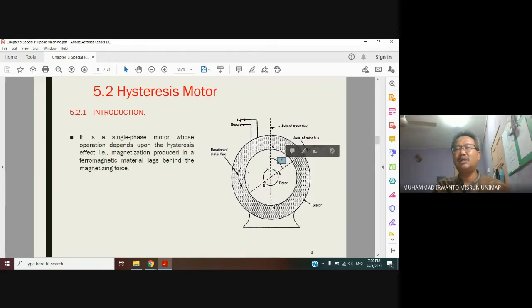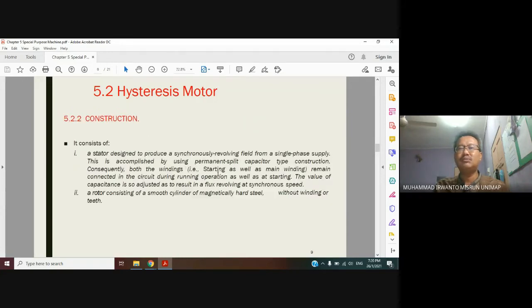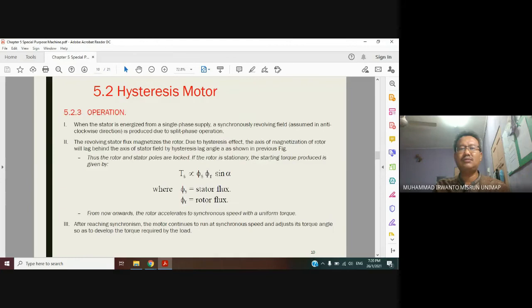After that the motor will move, with the torque given like this. Torque is equal to flux S times flux R multiplied by sine alpha. Flux S is the stator flux and flux R is the rotor flux, and alpha is the angle between the stator flux and rotor flux.